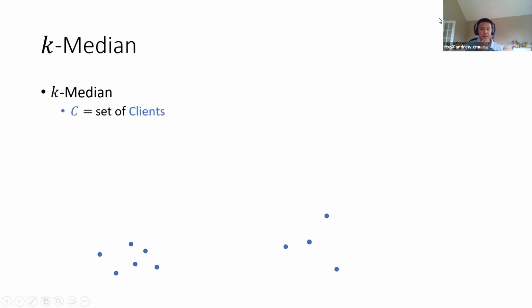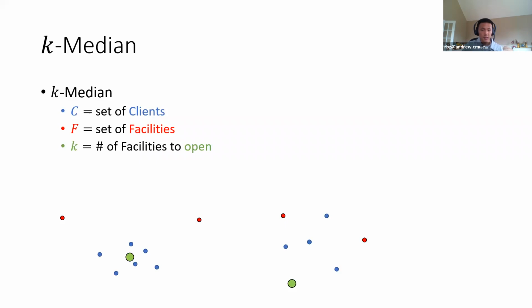So let's begin just by defining the most basic K-median problem. In the K-median problem, we're given a set C of clients, which I'll represent by these blue points. I'm also given a set F of facilities, which I'll represent by these red points. And further, I'm given a parameter K, which is the number of facilities I'm allowed to open. So in this example, I've chosen K equals 2, and I've chosen these two green points as my open facilities.